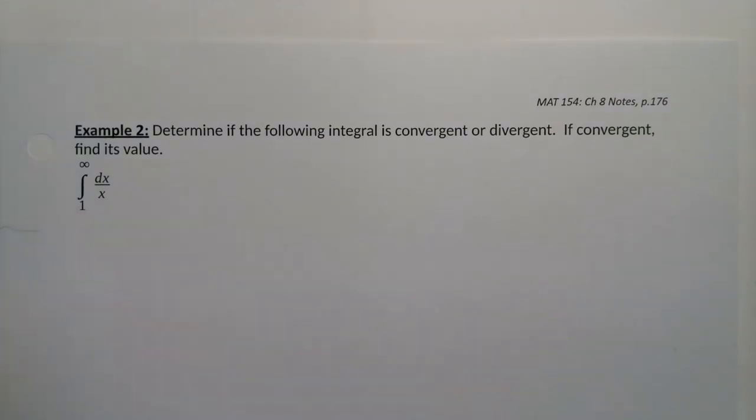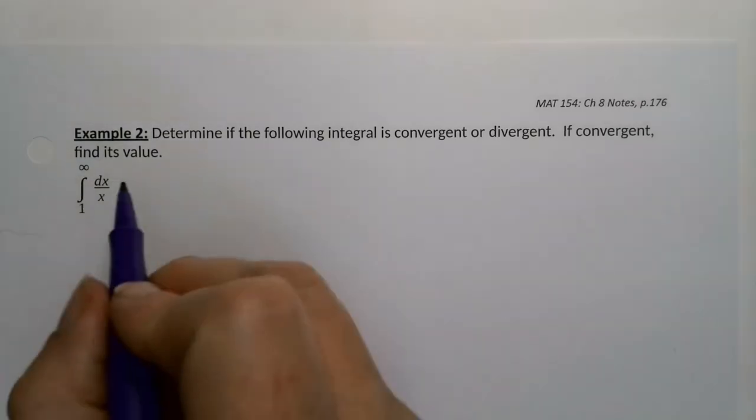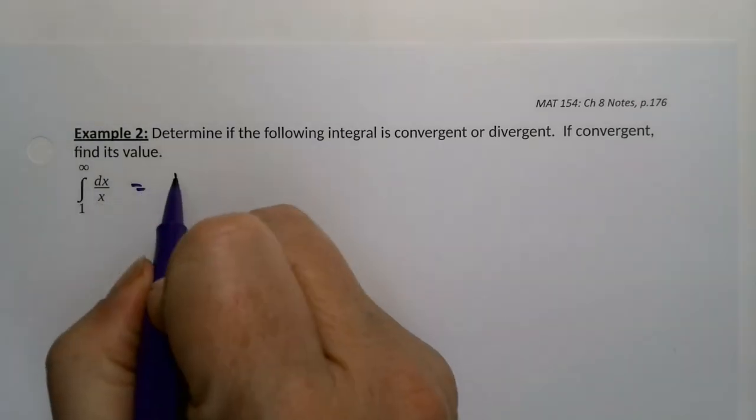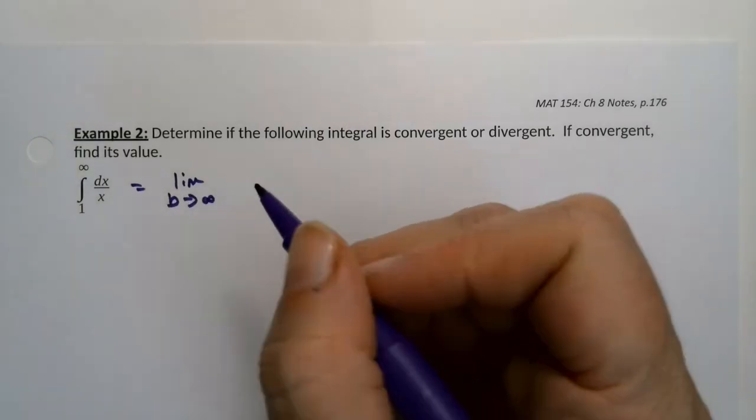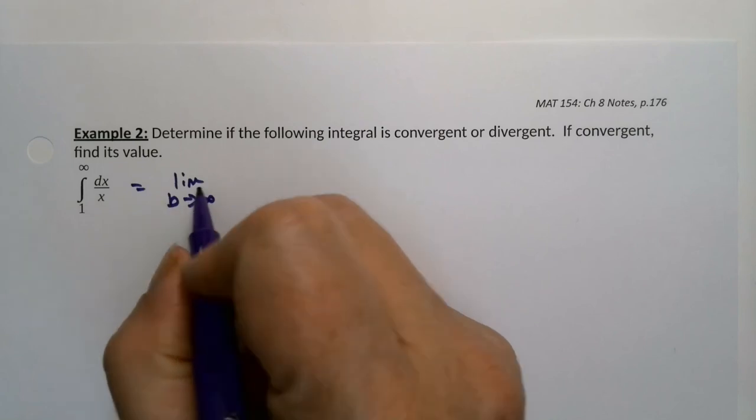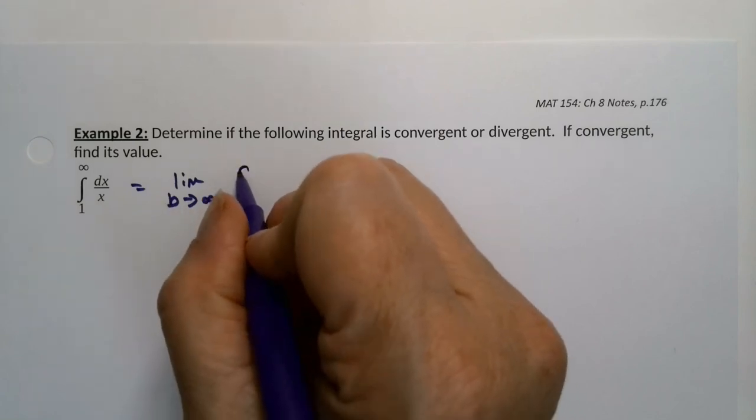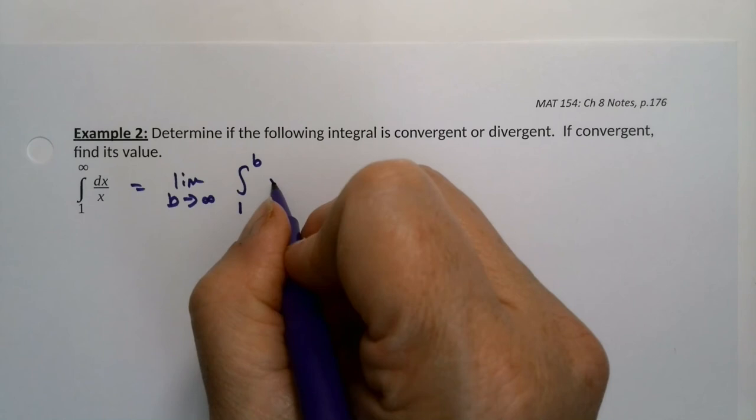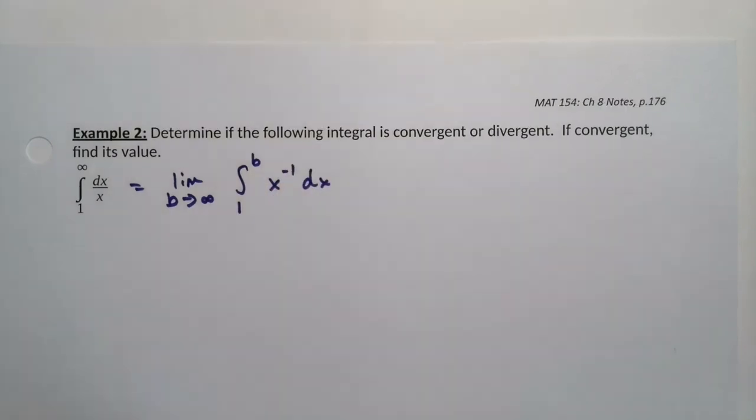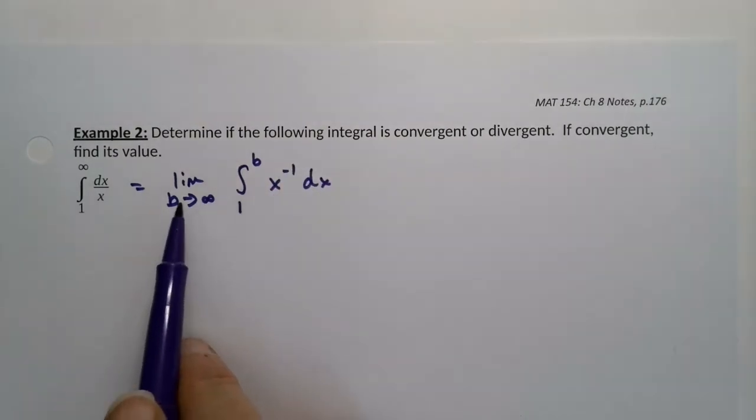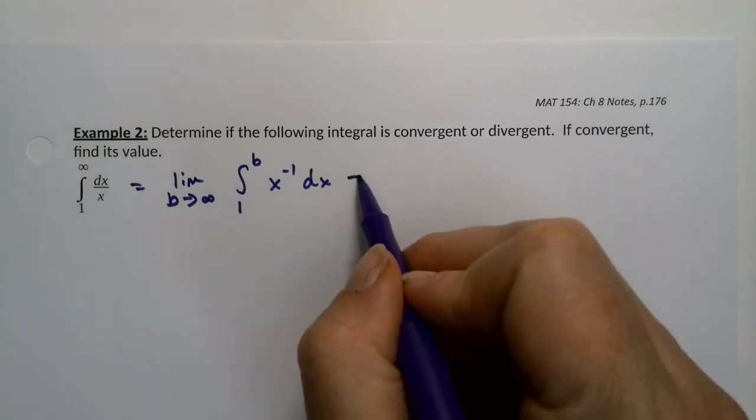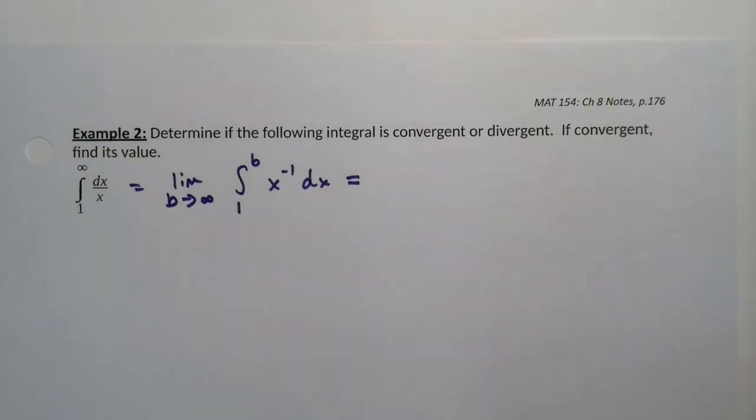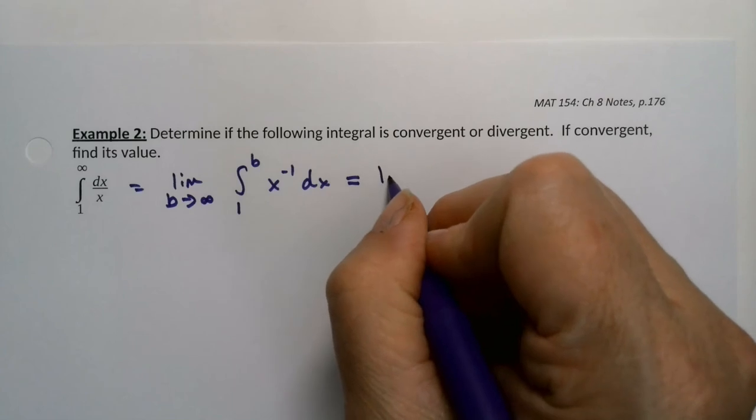Okay, so for this one, this is the limit as b goes to infinity, or again, t, you can use any letter you like. Limit as b goes to infinity of the integral from 1 to b of x to the negative 1 dx. Yes, you do have to write the limit as b goes to infinity here and put the b up there. You cannot just write infinity. That is wrong, because infinity is not a number. You can't substitute in something that doesn't really exist. So you have to take the limit.